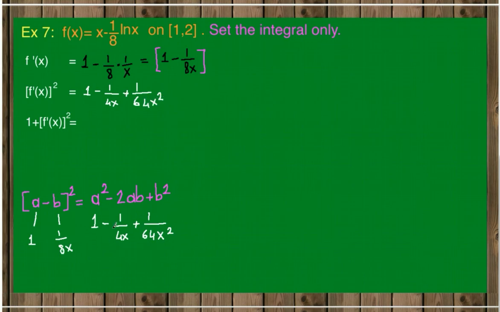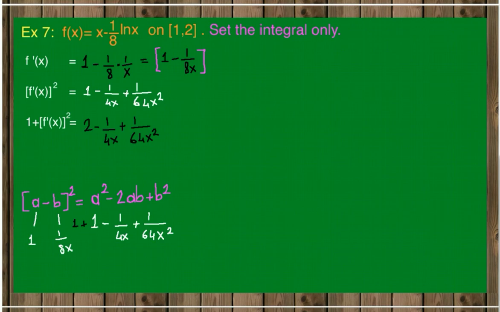Now we're going to add 1 to this quantity. So it's going to be 1 plus 1, which is 2. So 2 minus 1 over 4x plus 1 over 64x squared.